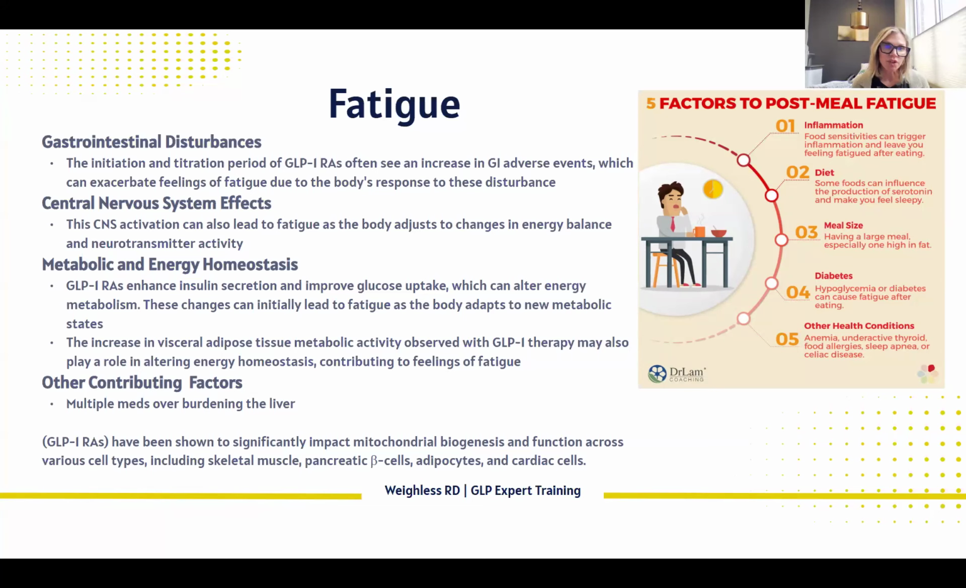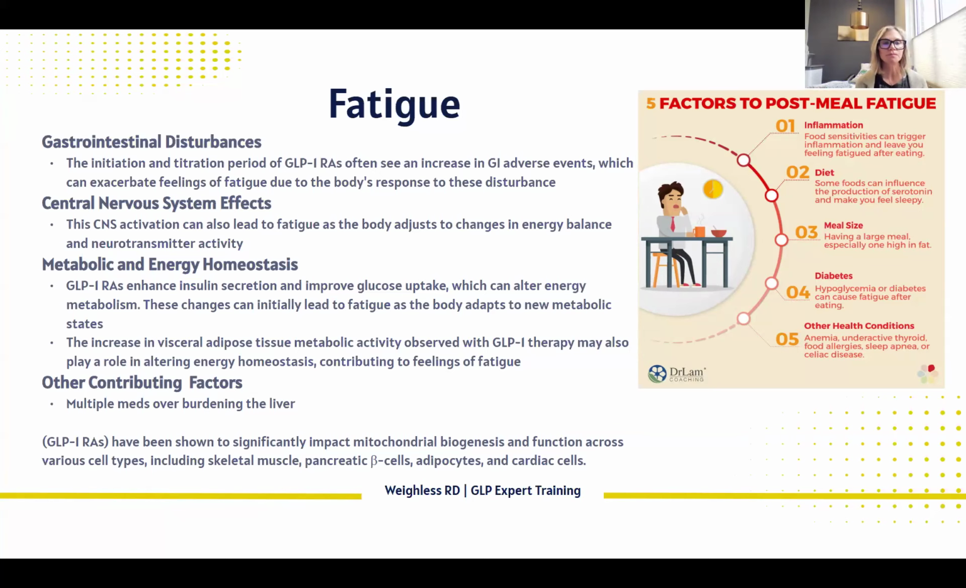GLPs enhance the insulin secretion. They obviously improve the glucose uptake and can again alter the metabolism. So again, the body's adapting to a different metabolic process. Other contributing factors that cannot be ignored are all the other medications that people are on. The liver is overburdened. It has a responsibility to do so many different things, not only from the standard American diet standpoint, but the polypharmacy. So really taking a look at what else the patient is on and seeing if there's opportunities to change some things up.